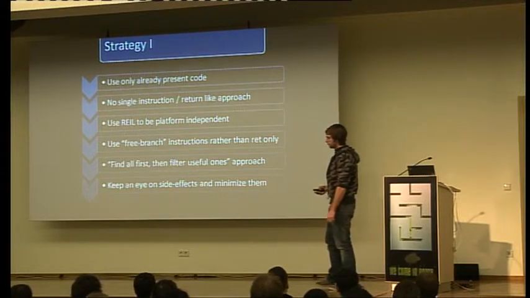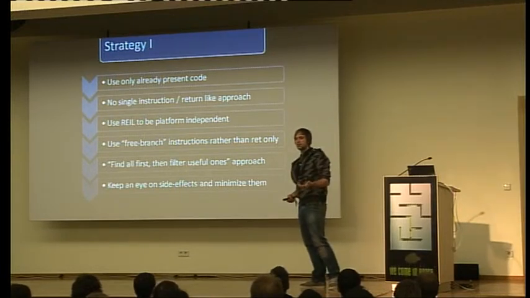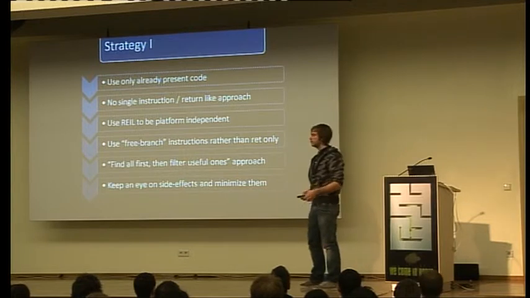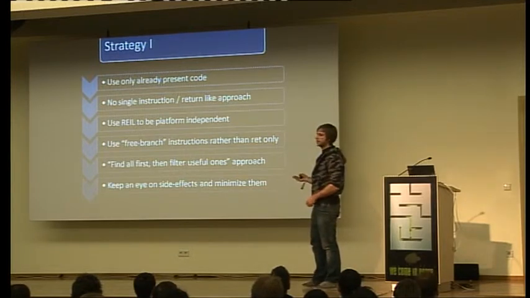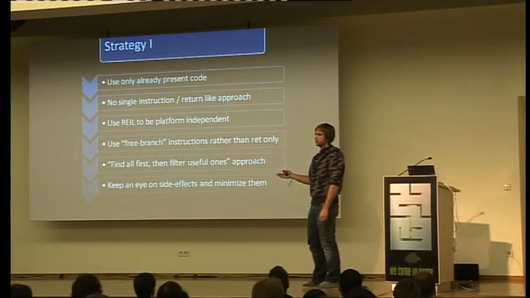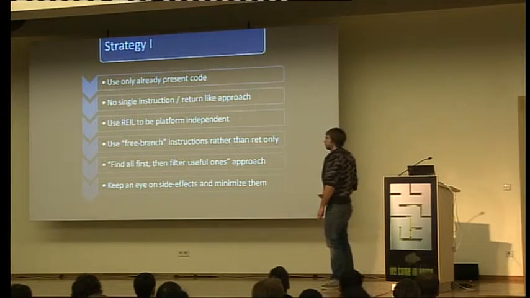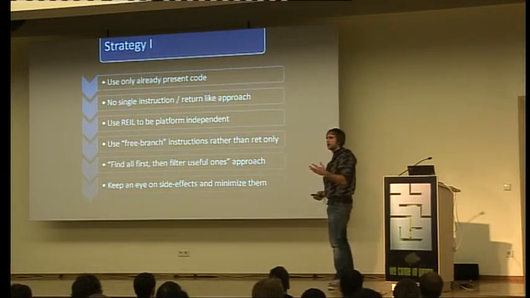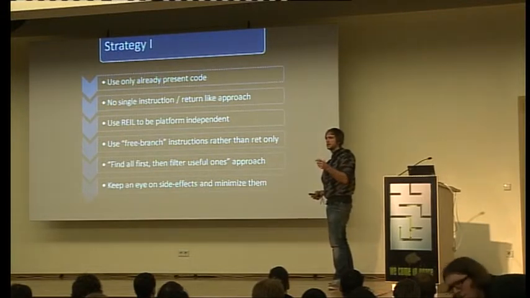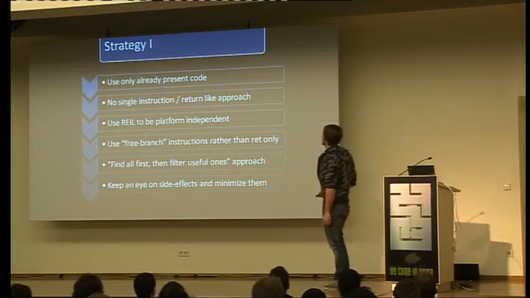Also, even though there have been recent advances, I don't know if you heard about Pablo Solis' work that he did with Sean Healy together in the Immunity Debugger, where they use an SMT solver to only find the gadgets that you need. What we do, due to the fact that we work completely statically, is a find-all-then-filter-useful-ones approach, which means that we try to find or locate all the instruction sequences which might be useful for gadgets, and then filter out the ones that we can actually use. And we try to keep an eye on side effects, but more on that later.